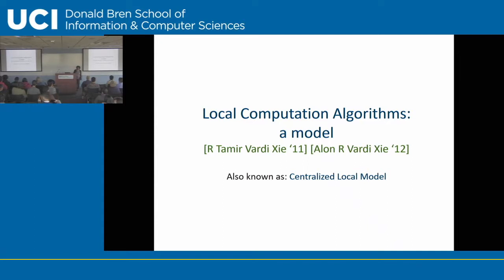It's also referred to by people in the distributed community. I just want to say something: in distributed computation, there's a model called the local model. This is a sequential model. This is not a distributed model. So to distinguish it from the distributed model, people in the distributed community often call this the centralized local model. Both of these are the same thing. But if you're a distributed person, that's a confusing name, and if you're a sequential person, then it seems to demonstrate what you want to talk about.